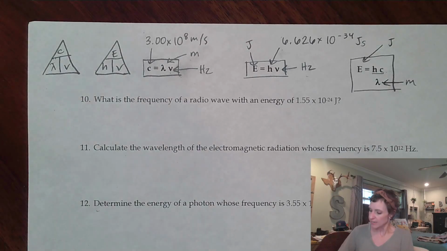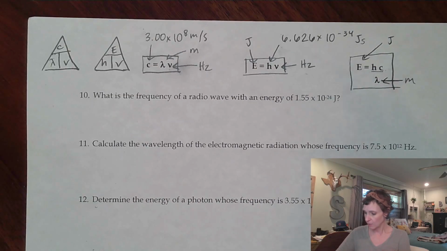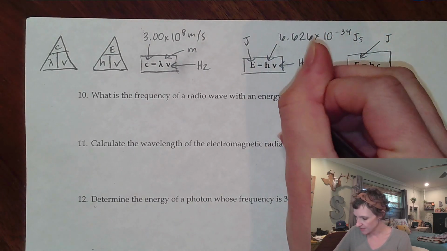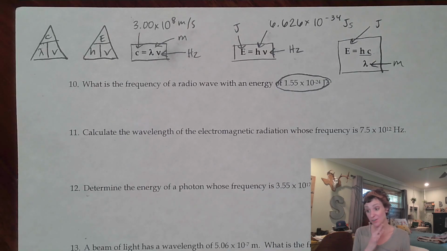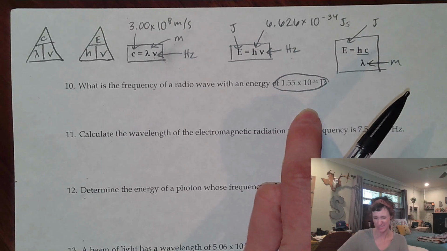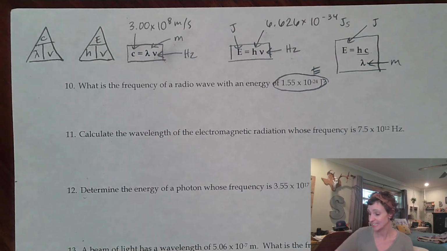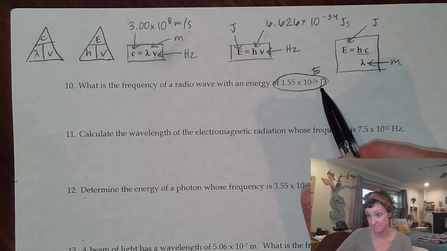Okay, here we go. What is the frequency of a radio wave with an energy of... okay, a lot of words. Okay, here's a number they've given me. Now, I've been doing this a long time, and I'm telling you, I do not feel comfortable solving these problems without labeling what that number represents, okay? It takes me 2 seconds to pop a little E above it. I know it is an E because it's got a J, right?